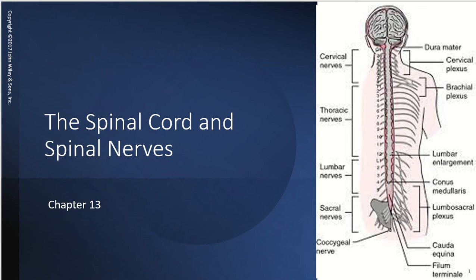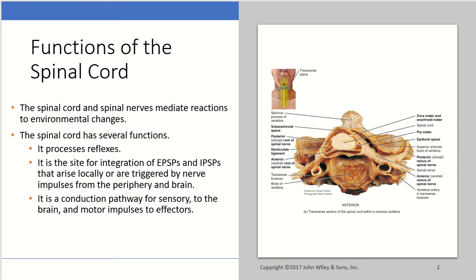This is chapter 13 for Anatomy and Physiology 1. This is talking about the spinal cord and the spinal nerves. So functionally, the spinal cord is very important. The spinal cord and its spinal nerves are going to be responsible for mediating reactions to any kind of environmental changes. The spinal cord is going to have several different functions.